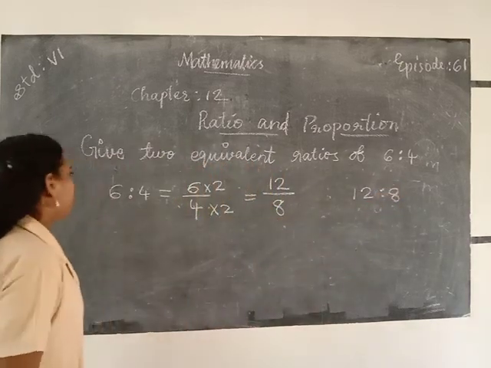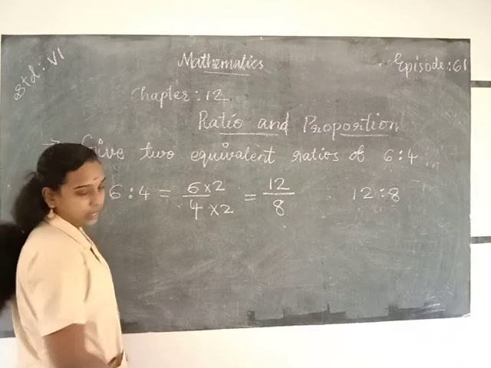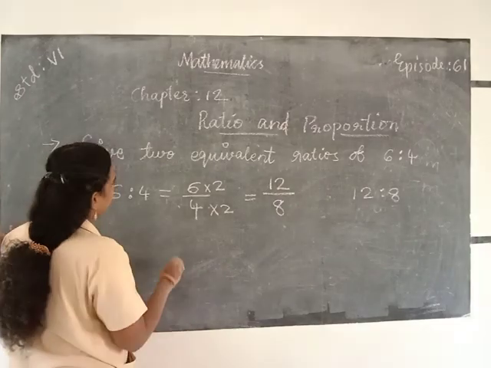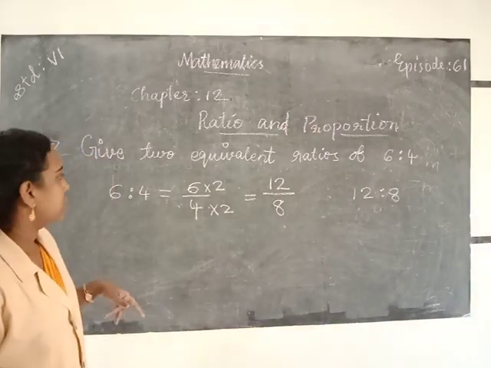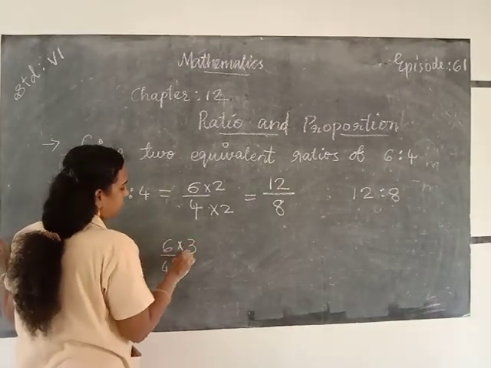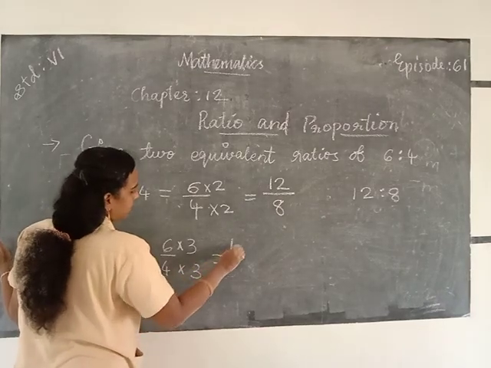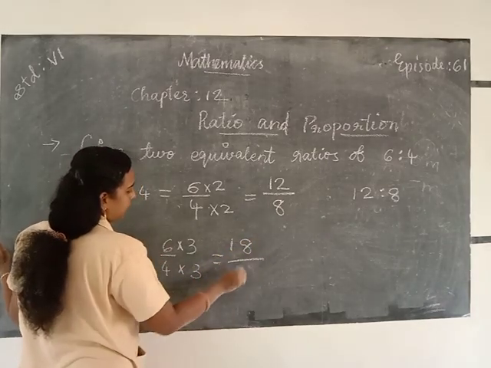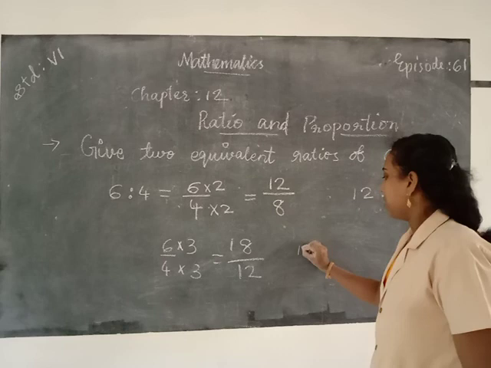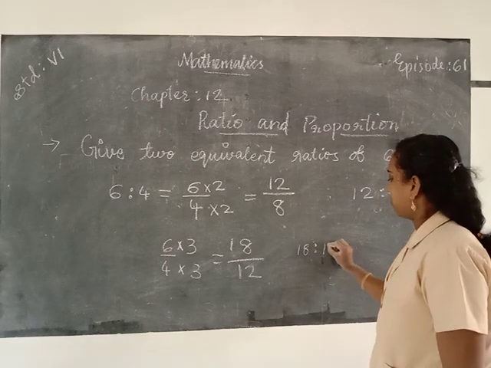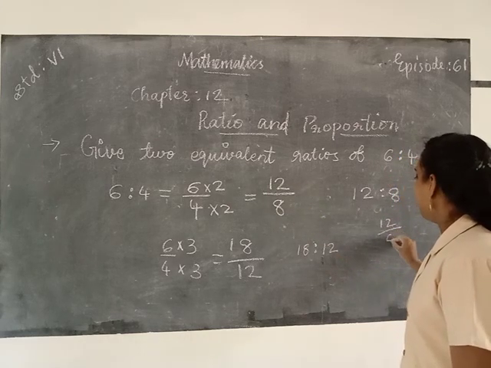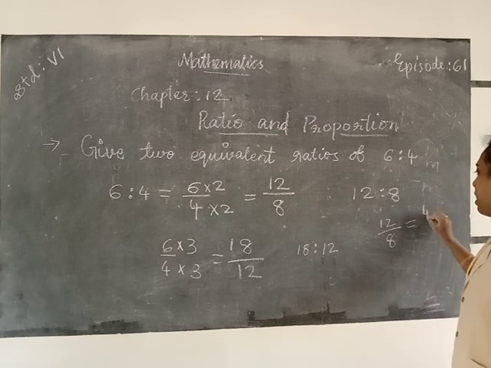12:8. If you multiply both numbers by 3, you get another equivalent ratio. Write it as 12 by 8. Multiplying 12 by 3 gives 36... sorry, 6 by 4. 6 into 3 and 4 into 3. 6 3s are 18, 4 3s are 12. So we get 18 by 12, that is 18 is to 12.